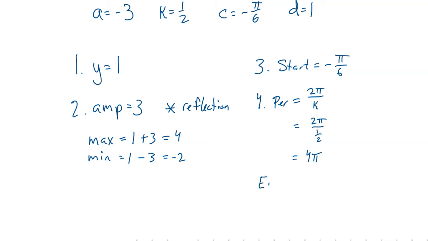And then the end is the start plus the period. So negative pi by 6 plus 4 pi. If you have a calculator that can do fractions, then you might just be doing it that way. Otherwise, we're turning 4 pi into 24 pi by 6, which gives us 23 pi by 6 as our end. And that's going to be our check after we've done everything to make sure that we've got it right.